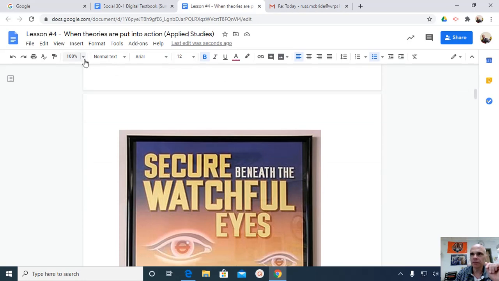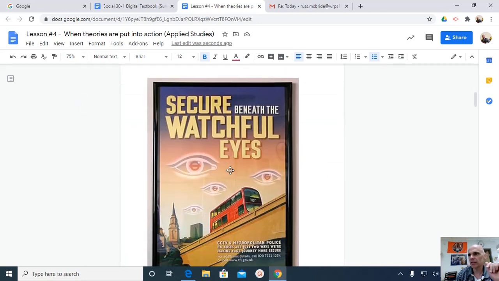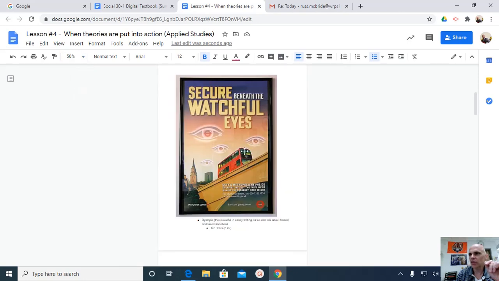Now, in terms of Orwellian, we have this source, and manipulation of this source has been on the diploma exam once already, and it's brilliant. It's brilliant, but it's funny in that the people who ended up creating this source actually thought that there was no irony behind it. Secure beneath the watchful eyes, you have these eyes in the sky, and you have a bus in London. And the Metropolitan Police are suggesting, and the Mayor of London is suggesting, that because of closed caption television that is now going to be located on buses, the buses will be safer.